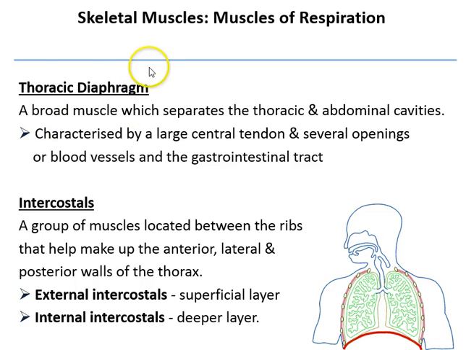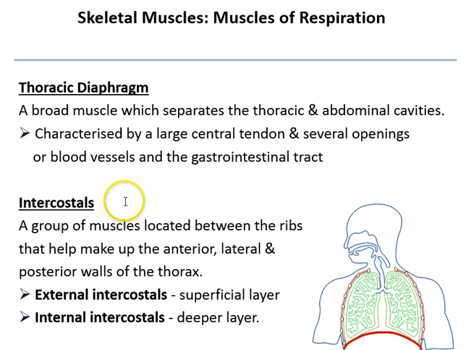Breathing requires the use of specific sets of muscles to change the volume of the thoracic cavity. Firstly, we have the thoracic diaphragm. This is located at the inferior aspect of the rib cage, characterized by a large central tendon with several openings for things such as the aorta and the vena cava and the esophagus.